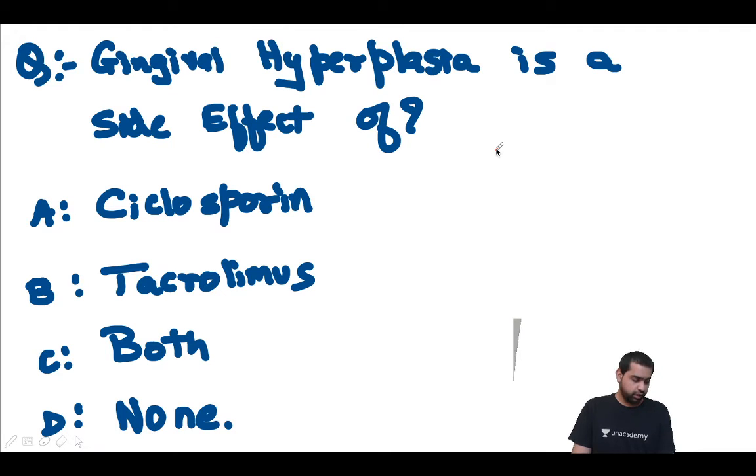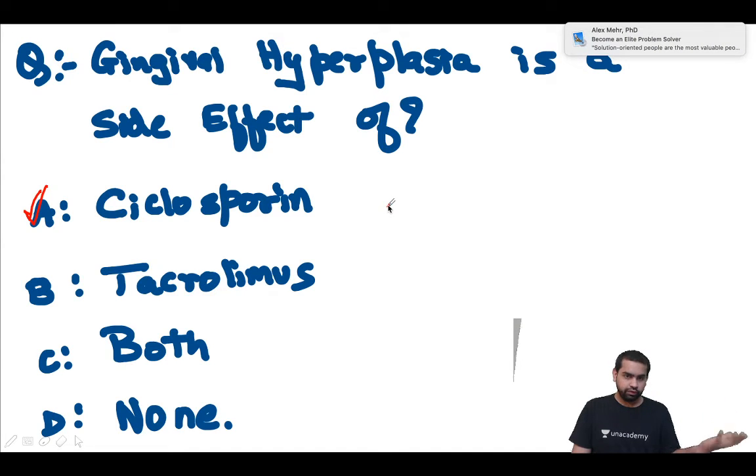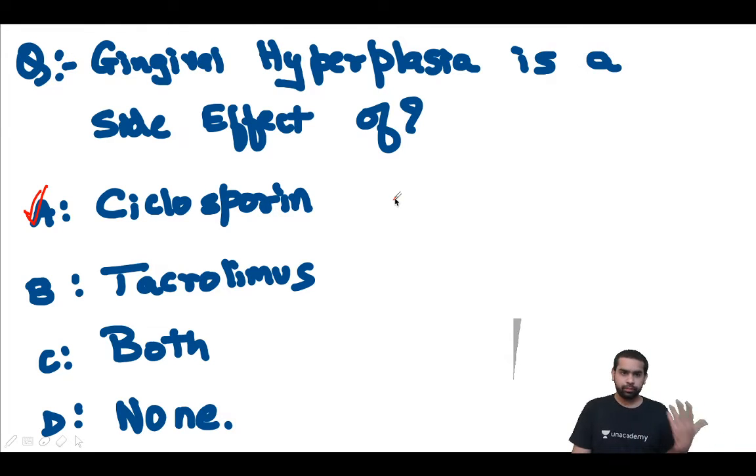Well, the answer to this particular question is in fact A. Okay, so the answer is in fact cyclosporin. Please understand, cyclosporin and tacrolimus both are calcineurin inhibitors. We usually feel that all the calcineurin inhibitors are basically responsible for the hirsutism and the gingival hyperplasia and all those things. But please understand, they are much more associated with cyclosporin. Okay, I'm really sorry, it is much more associated with cyclosporin.